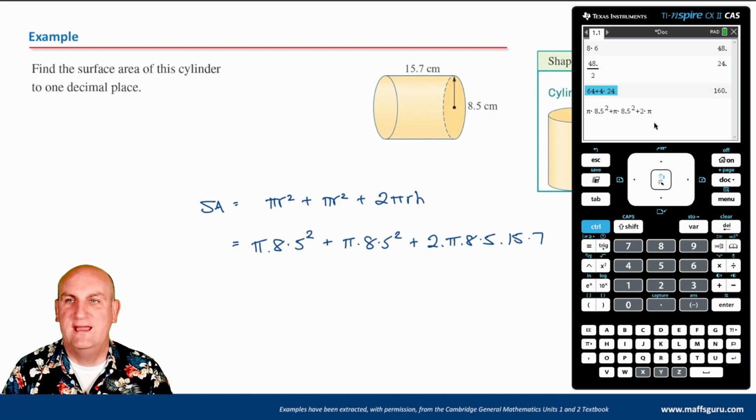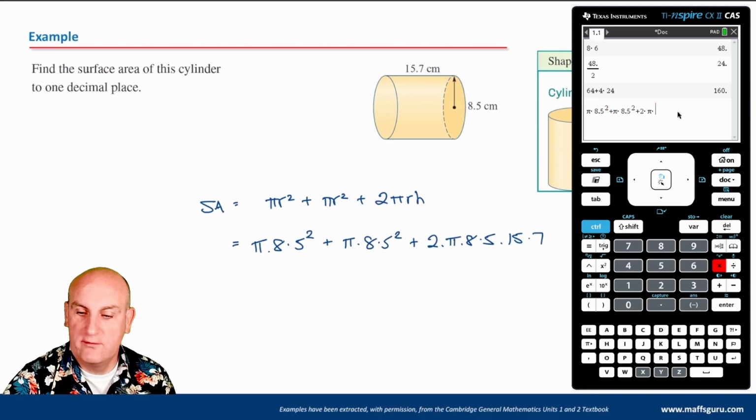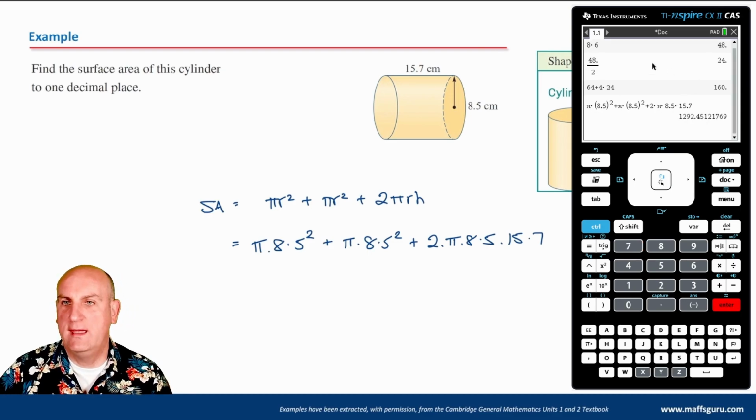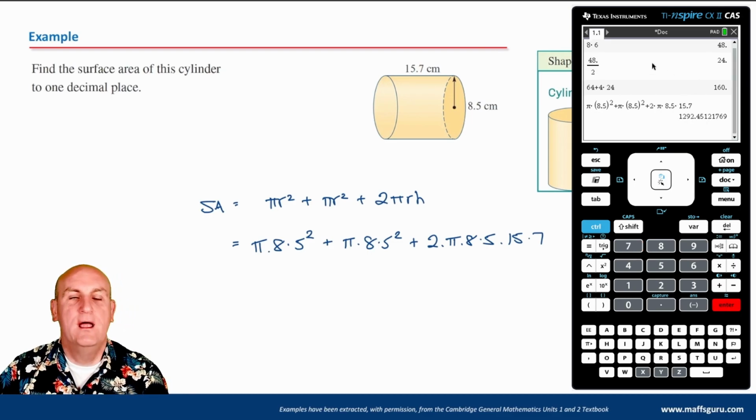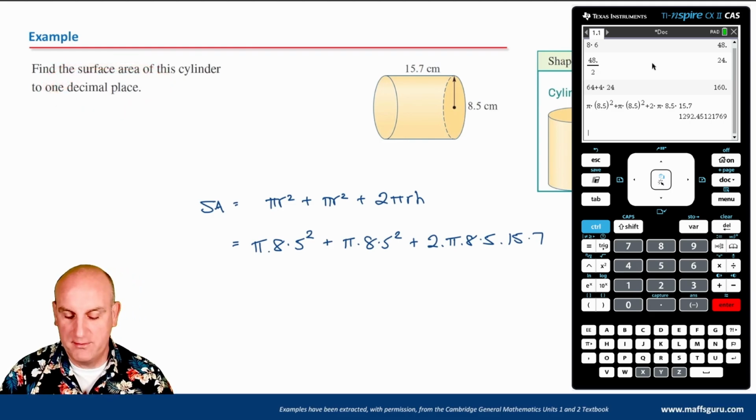The fact I've got to do 2 clicks every time I want a pi gets me really annoyed. Times 8.5 times 15.7. Hit enter, and there we go. We get, ooh, that's not nice. All right, so does it actually give me a thing we want it to round it to? Yep, to 1 decimal place.